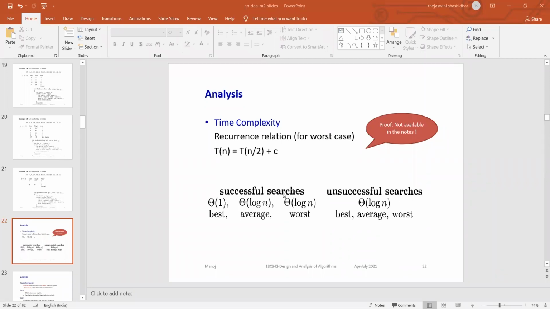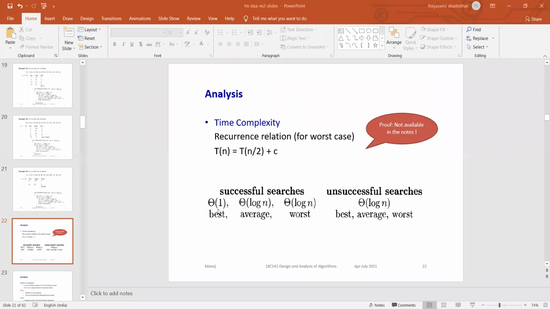Now what comes for the successful and unsuccessful searches? Successful search is when you find the key element as the middle element. At that time you will be getting it as the best case. When you find the key element as the middle element, you take this one as the best case. Okay. So when do you get the worst case? The worst case is when you go with the last element.